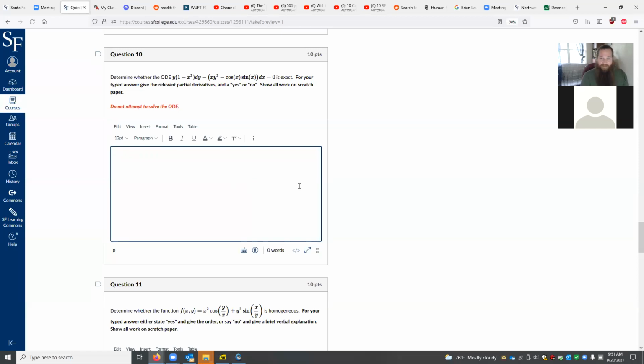It's very important that the answer you type in this box matches the answer on your free response work, the answer you would get from the work on your scratch paper. That is, of course, critical. And the breakdown for the points: each one of these is worth 10 points. Having the correct answer typed in this box is worth 2 points.